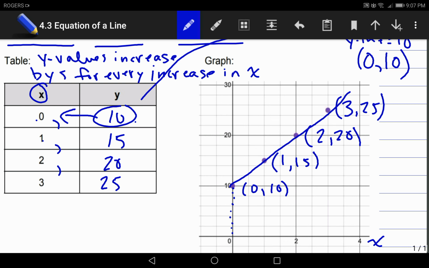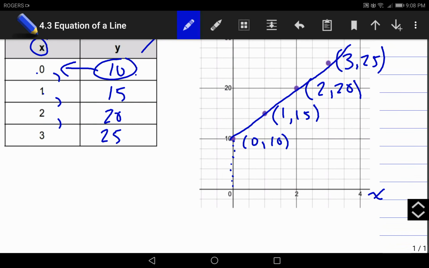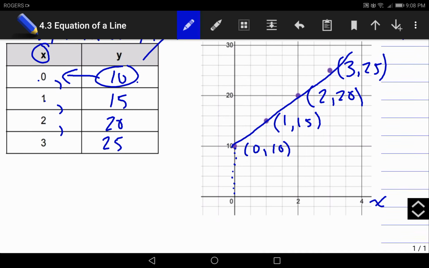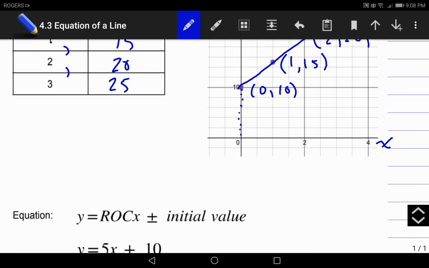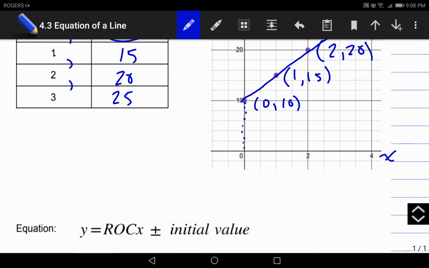Okay, I can't draw with a ruler on this, but I attempted to draw a straight line there. You would have to draw a straight line, so please use a ruler. Okay, and so we've done the graph. So we've done the table, we've done the graph, and now our last way is to write an equation.